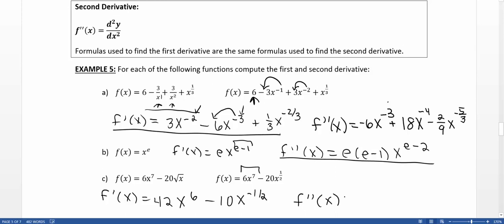Our second derivative, we're going to take the derivative of the first derivative. So the 6 is going to come down and multiply the 42, and that's going to give me 252x, and now we're going to subtract 1 from the power, so to the 5th. And then our second term, we have a negative half that's going to multiply a negative 10, so that's going to give me plus 5x. Now negative half minus 1 is negative 3/2. So we get 252x to the 5th plus 5x to the negative 3/2 as our second derivative.